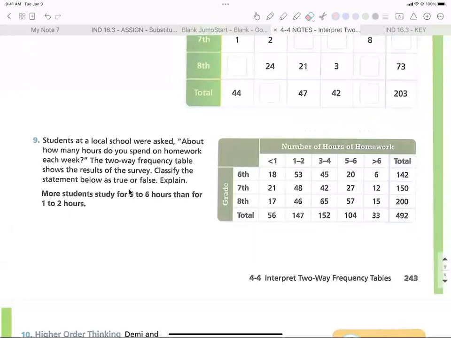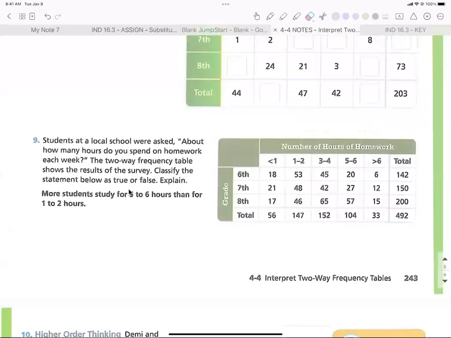So just first look at your table. Across the top, you have number of hours that they do homework. And then down the side, you've got by grade, right? So 6th, 7th, and 8th grade. And then it asks if this is a true statement. The statement is that more students study from 5 to 6 than from 1 to 2.